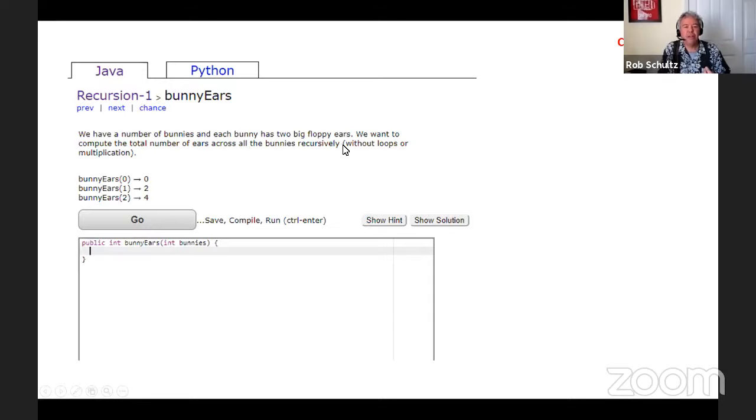Each bunny has two big floppy ears, and we want to compute the total number of ears across all of the bunnies recursively. Now, obviously, the quickest, easiest way to do this would be to simply take bunnies times 2 and return that result. But the whole point of CodingBat is to provide exercises to practice skills. And the entire purpose of this problem is to practice your recursion skills. So it specifically says that we want to do this without using loops or without using multiplication.